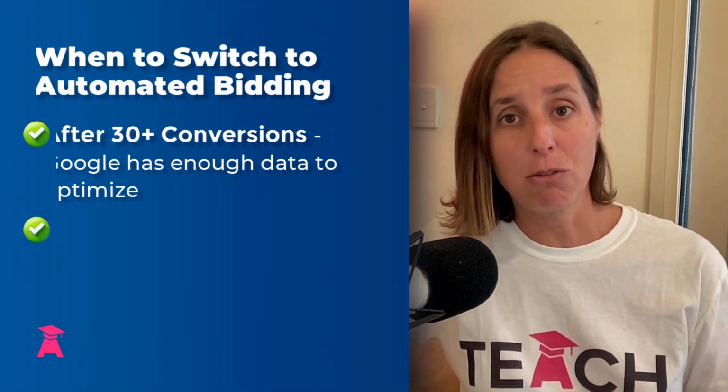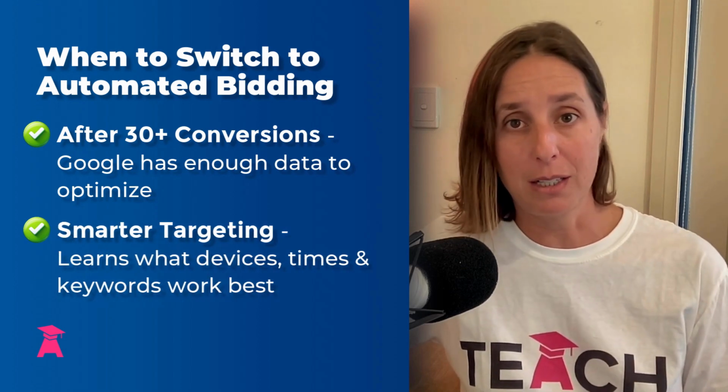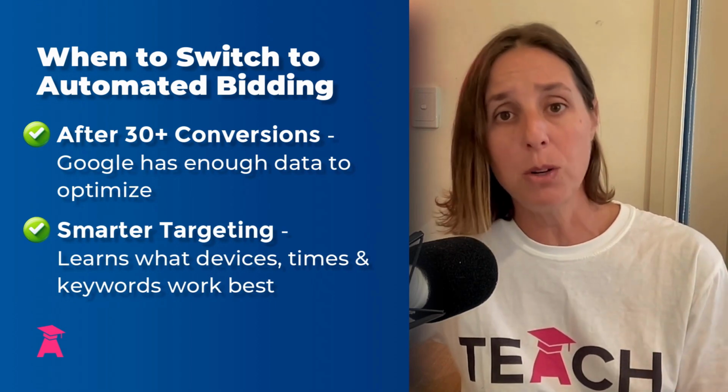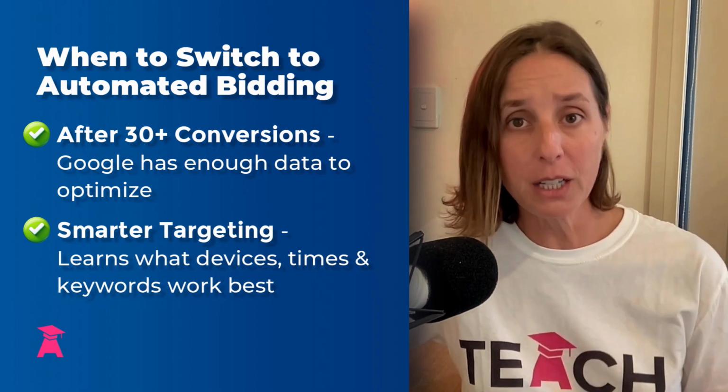Once you've built up that conversion history, that's when you can graduate to automated bid strategies that can really become a growth engine for your ad account. With sufficient data, Google can now start recognizing what your ideal customer looks like, what device they use, what time they're searching, what keywords signal high intent, and what converts very well. So start with maximize conversions. It's straightforward and it uses your conversion data to bid intelligently.